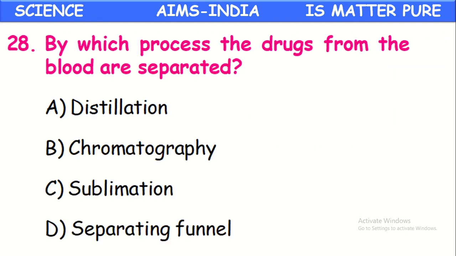Next, by which process are the drugs from the blood separated? From a blood sample, drugs are separated by the process called chromatography. Mixtures in which the components exist in a very small quantity can be separated by the technique called chromatography.